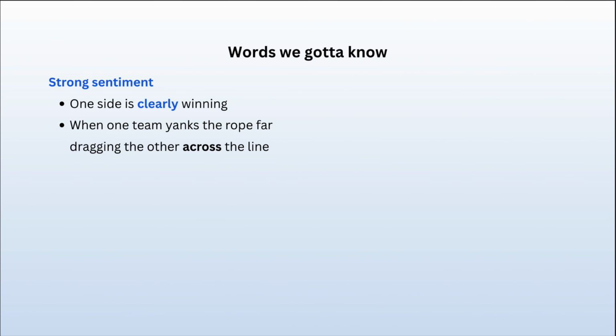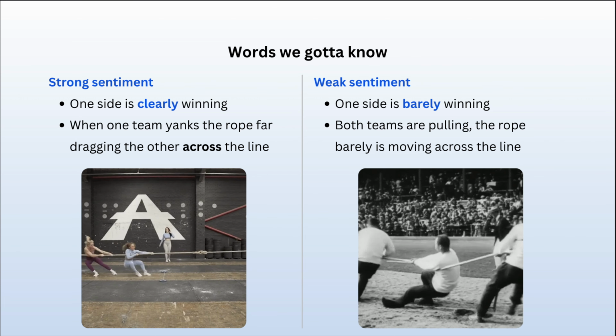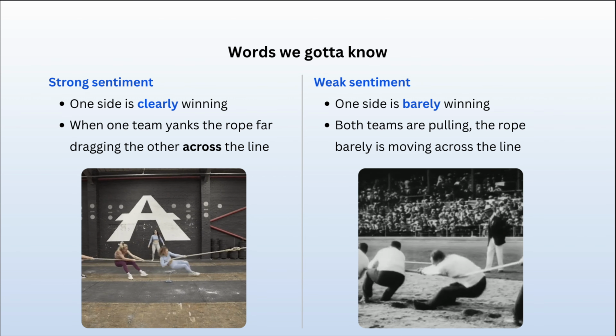Which means that there's something called weak sentiment. If strong sentiment is when one side is clearly winning, then weak sentiment is when one side is barely winning. And when we translate this to the tug of war scenario, it means that yes, both teams are pulling, but the rope is barely moving across the line. And it would look something like this, where you see that both teams are really trying so hard, but the middle of the rope is simply not moving. This is when you have weak sentiment, like there's no clear direction that the rope is going to.